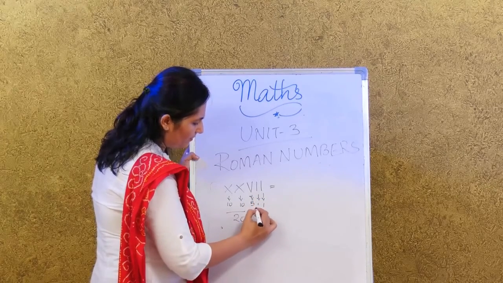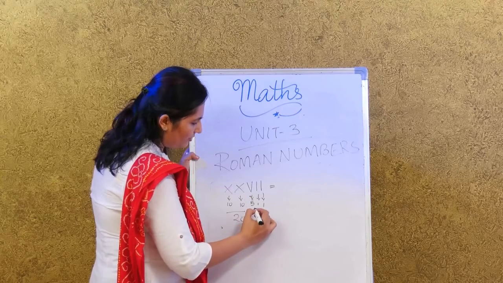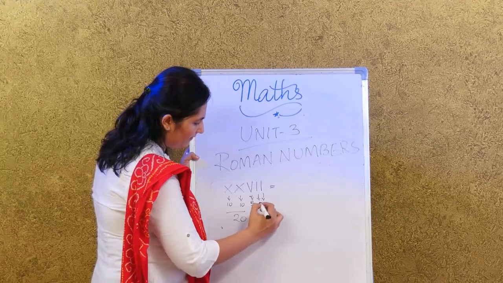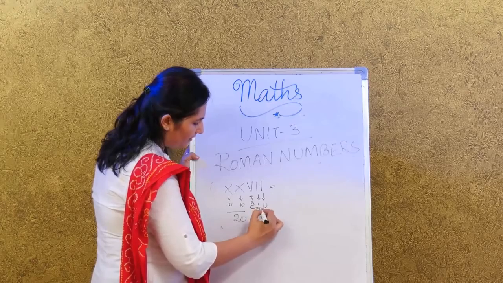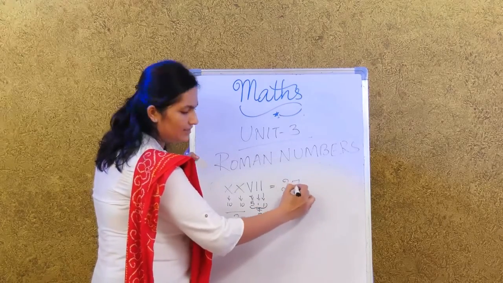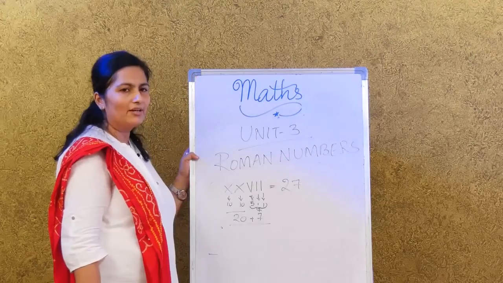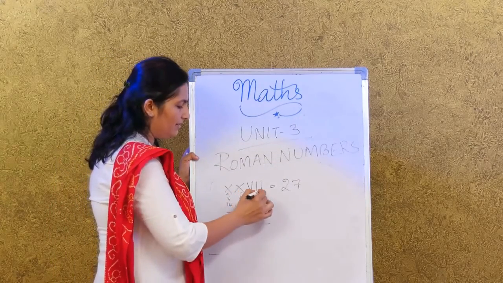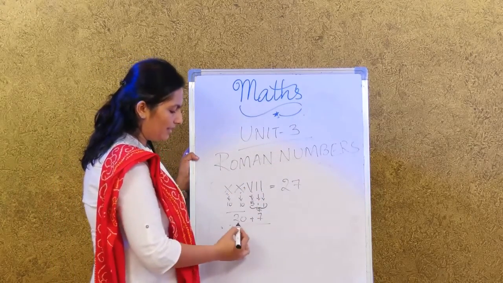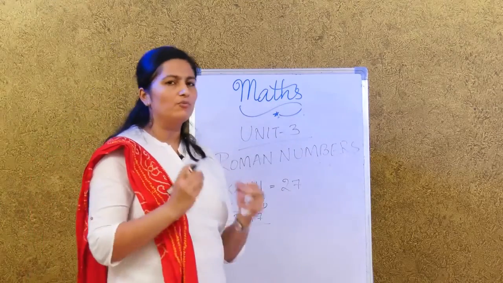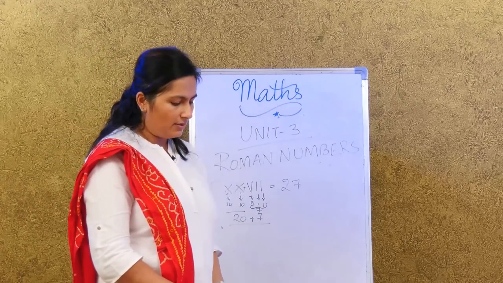So, this should be 5 and 2, that is 7, this is 7. So, 20 plus 7 is 27. Alright, we got it. So, 2x, that is 2 tens, and then a 7. So, see how the expanded form helped us. When you use the expanded form, you will get the answer quickly.